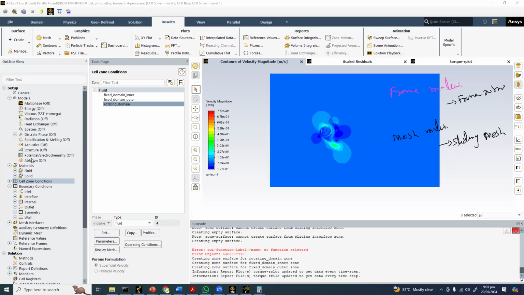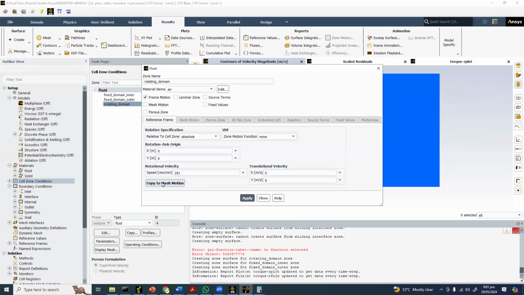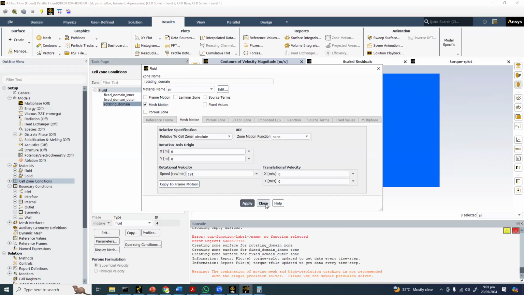Okay. So I will go to the rotating domain, double click here. So instead of going to the mesh motion, I can directly copy to mesh motion. So click here, simple. It will change to the mesh motion. Okay. Apply and close.